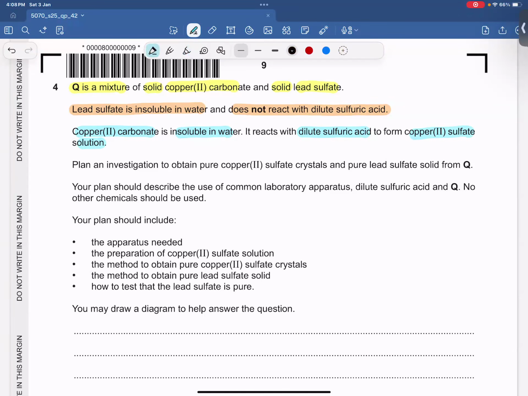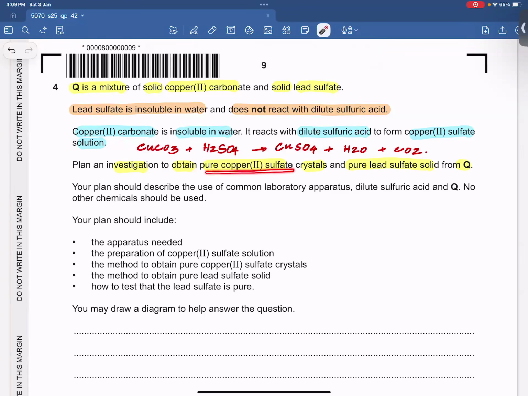It's insoluble in water, but obviously copper 2 carbonate, when treated with sulfuric acid, you will get copper sulfate, which has a blue solution, water, and carbon dioxide gas is given off. Plan an investigation to obtain pure copper 2 sulfate crystals and pure lead 2 sulfate solid from Q, which means one thing is soluble and the other one is insoluble. So I'll go for the filtration technique to separate both of these.